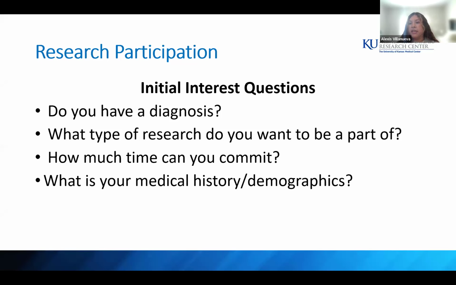So, the first thing that we take a look at are these initial interest questions. They help give us a bigger picture of what you might be interested in and what research studies are best for you. So we ask, do you have a diagnosis? What type of research would you like to be a part of? How much time can you commit? And your medical history and demographic information.